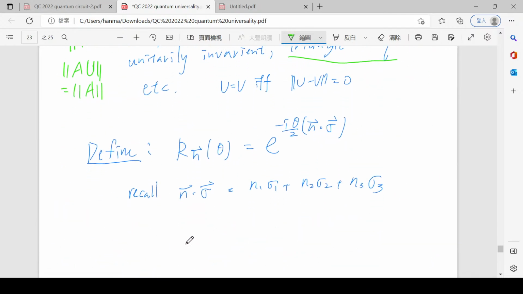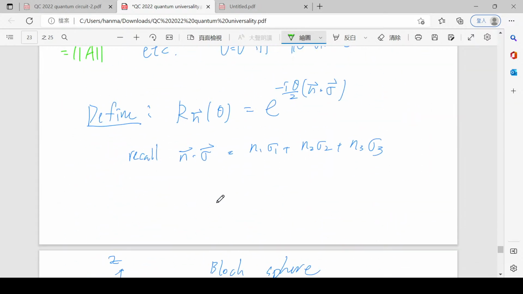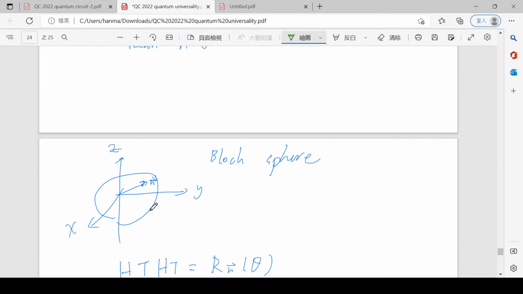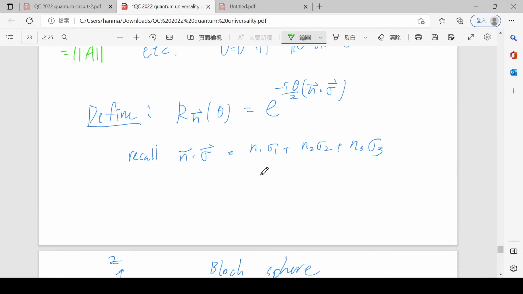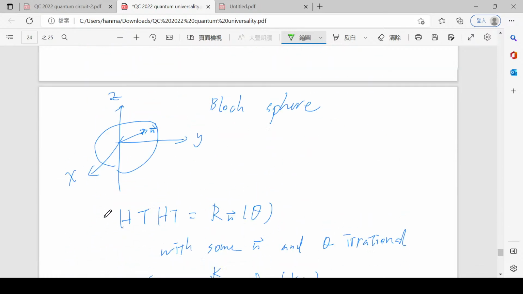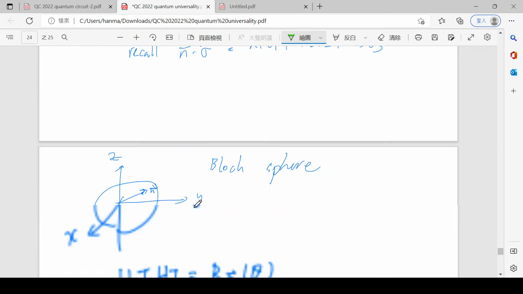Now let's switch to the idea of how we actually get everything from Hadamard and the T. Our poor man's version is that we need to think about our Bloch sphere once again. The Bloch sphere is very useful because now we are focusing on a single qubit gate. First we define a new family of gates, rotation with angle theta along some direction n in your Bloch sphere. And clearly this is the generalization of our rotation along sigma x or sigma y or sigma z, right?